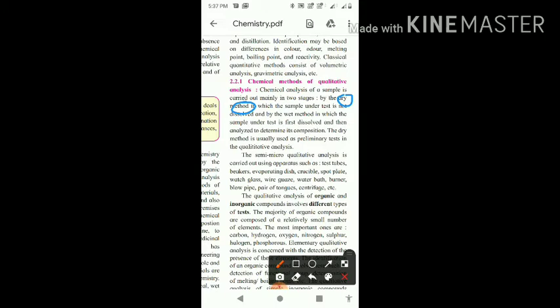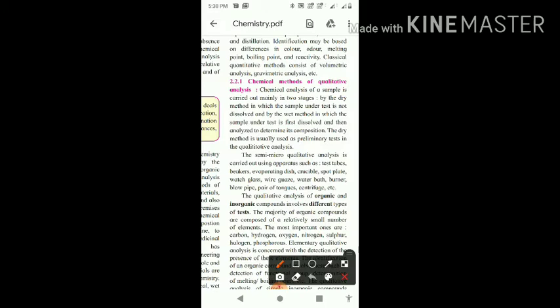In the case of the wet method, we consider the sample under test, and we first have to dissolve it and then analyze it to determine its composition. So in the wet method, we dissolve the sample, and after that we analyze it to determine its composition. Out of these two methods, the dry method is most of the time used as a preliminary test in qualitative analysis. So the first method we use primarily is known as the dry method.